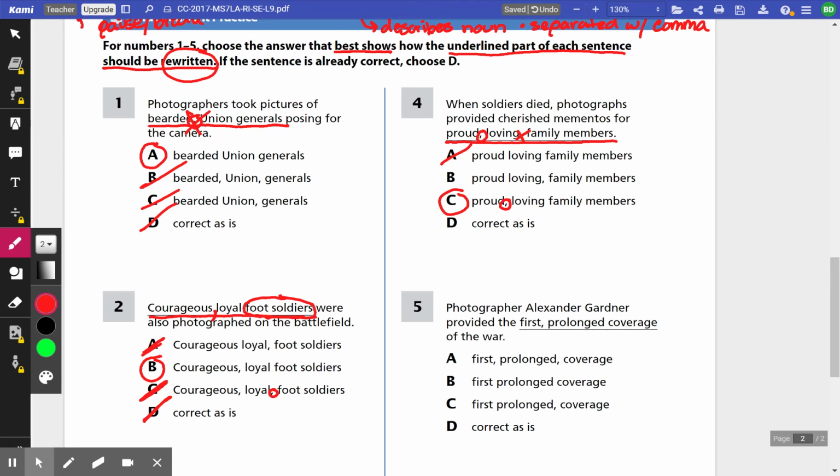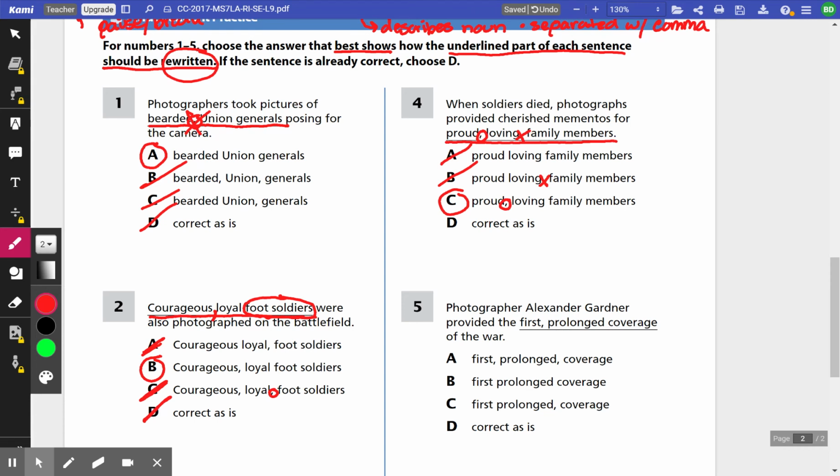So let's throw in our word and see how it works with that one. Provided cherished mementos for proud, loving, and family members. Well, that makes it sound like proud, loving is one thing and family members is a total different thing. So this comma in between loving and family makes no sense. So we actually cannot have that comma. So answer choice B is incorrect also.